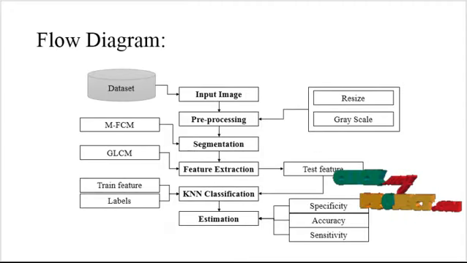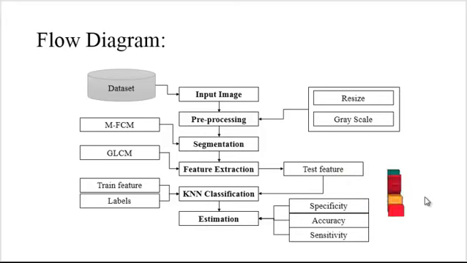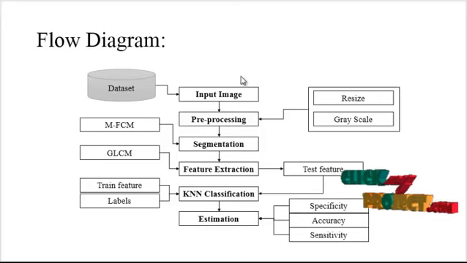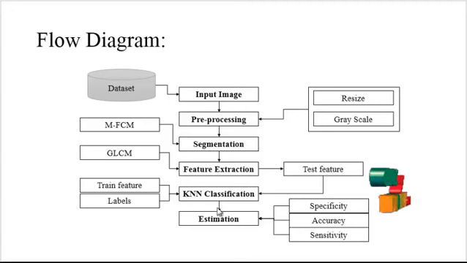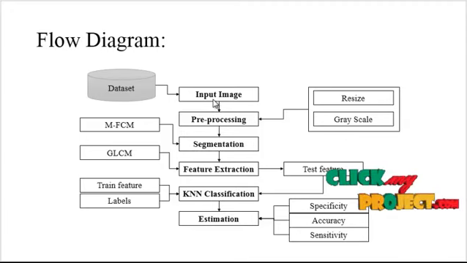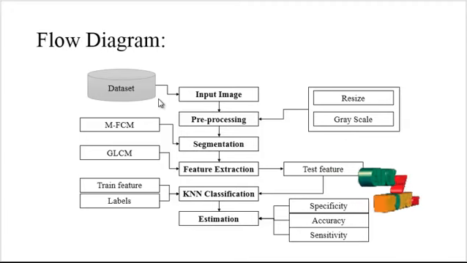Now we are going to discuss the flow diagram of the process. This is the overall flow structure of the process. The middle column represents the modules present in the process. At first, the first stage of the process is the input image. After getting the input image from the dataset, we move on to the pre-processing.